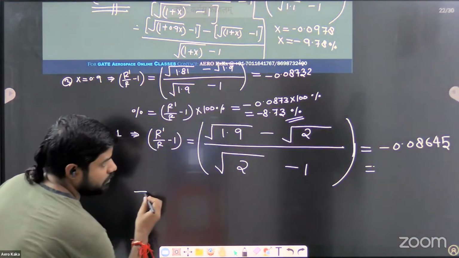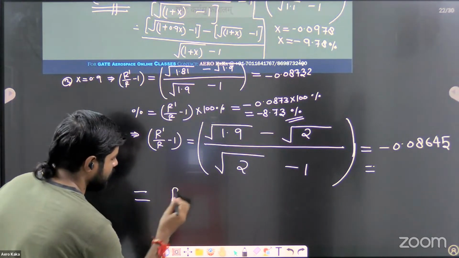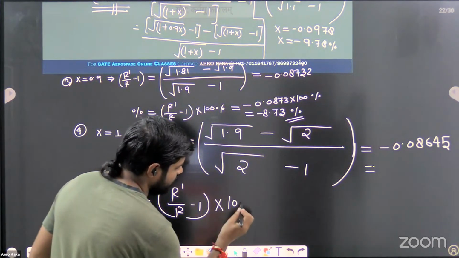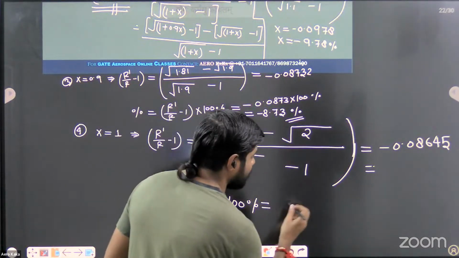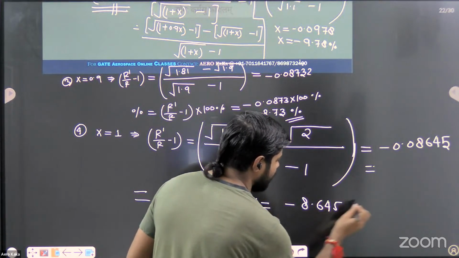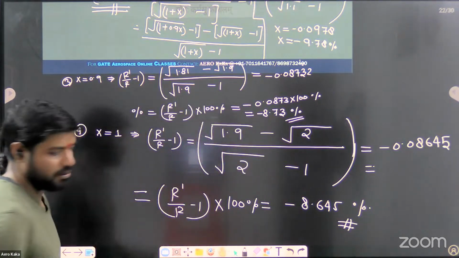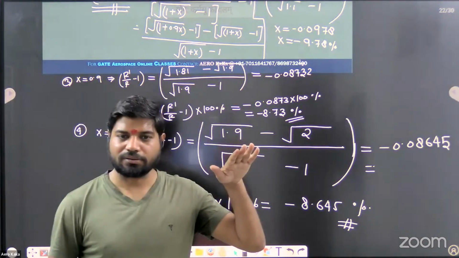So if you want to write in percentage, then take R prime by R minus 1, into 100%. Again, how much will you get? You will get this value is minus 8.645%, right? So we are getting this range is lower than 10%.